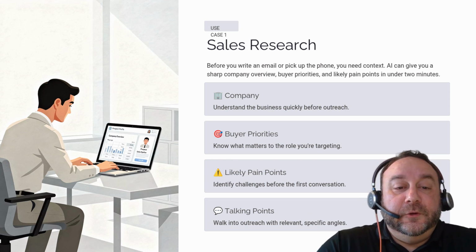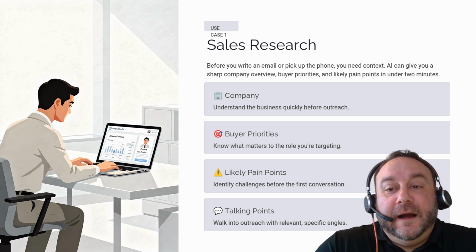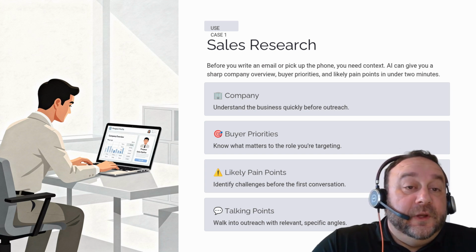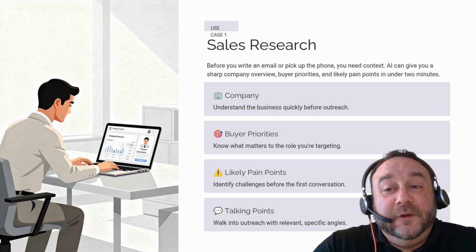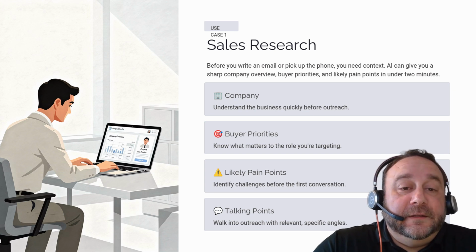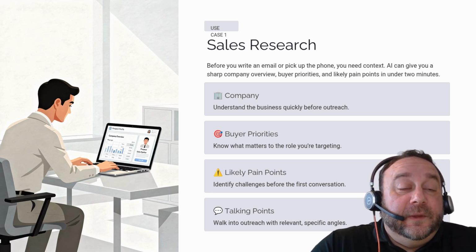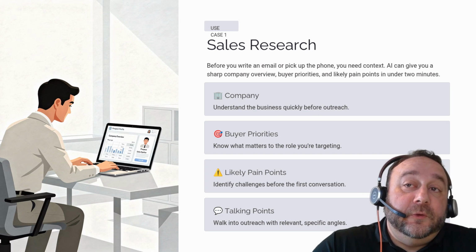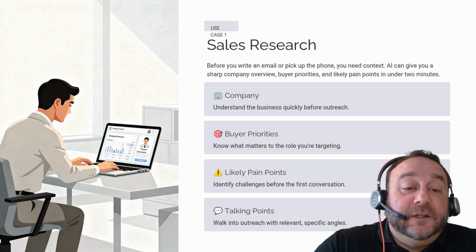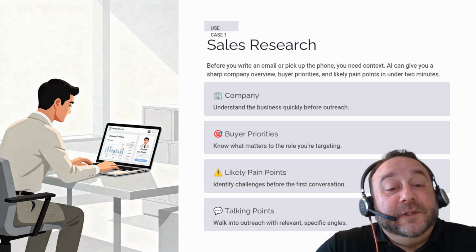Here is a practical sales research prompt you can actually use. The goal of this prompt is to help you prepare before outreach by giving AI a clear research task. Instead of asking something vague like, "Tell me about this company," you want to direct the model toward information that is actually useful in a sales conversation.